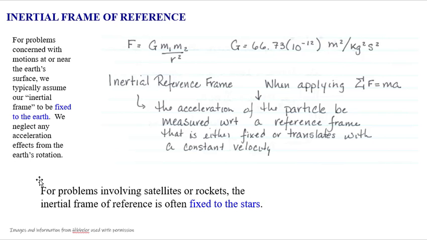For problems involving satellites or rockets, the inertial frame of reference is often fixed to the stars. So when we talk about orbital motion, or other motion out there, we probably are going to have to pick a reference point in order to really understand what's happening. So we need to have that inertial frame of reference.